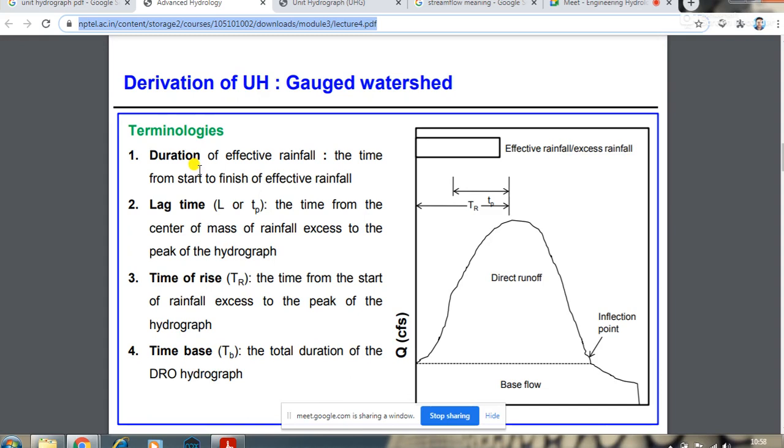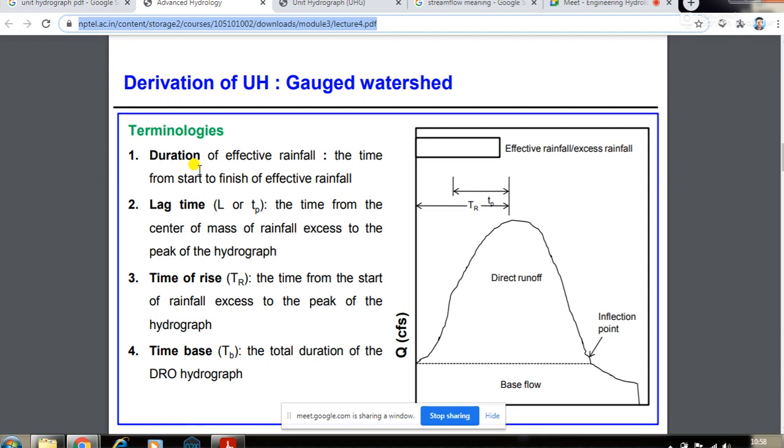The second one is the lag time. Now lag time is defined as the time from the center of mass of rainfall excess to the peak of the hydrograph. So from the center of mass of the rainfall to the peak of the hydrograph, we can see the peak here in the graph. Peak means the highest value of the hydrograph. The time difference is the lag time. Obviously lag means delayed. The difference between the two is the lag time.